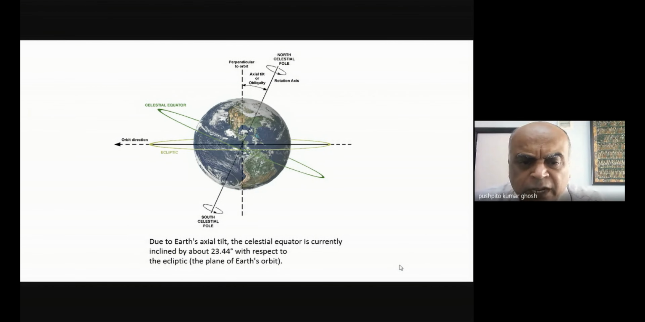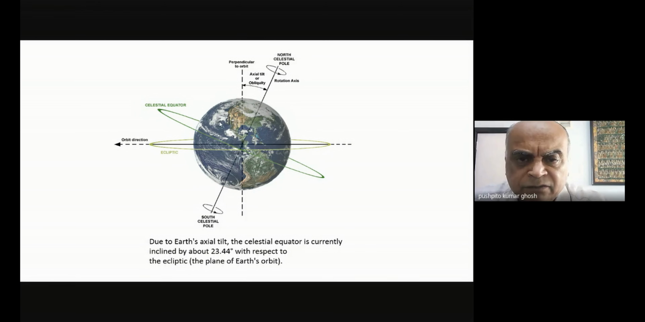So, let us try and first understand our Earth in relationship to the Sun. One of the very important things, as all of us know, is that this is what is perpendicular to the orbit which the Earth takes when it revolves around the Sun. But because the Earth is tilted, our celestial equator is essentially this, and this is where our poles are, and that actually makes a big difference.